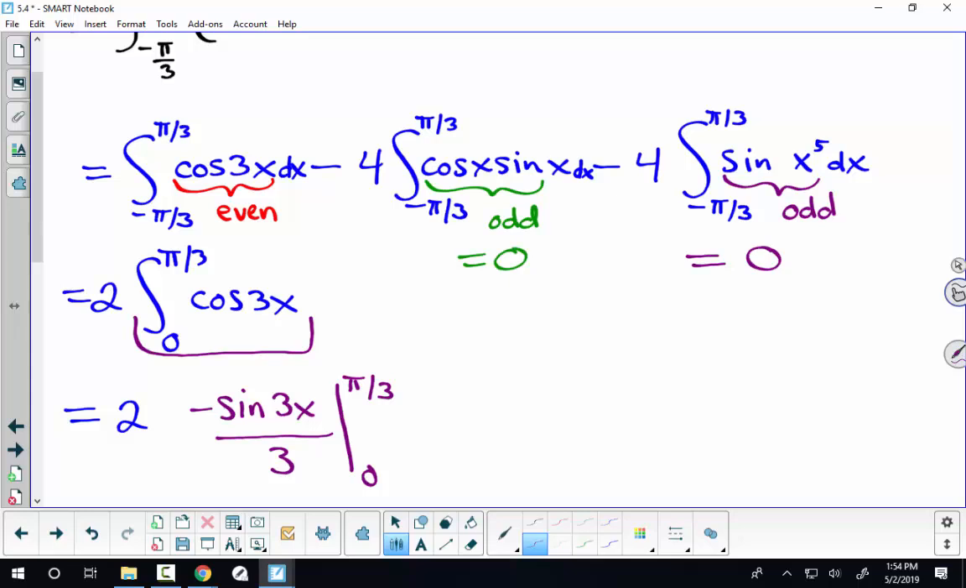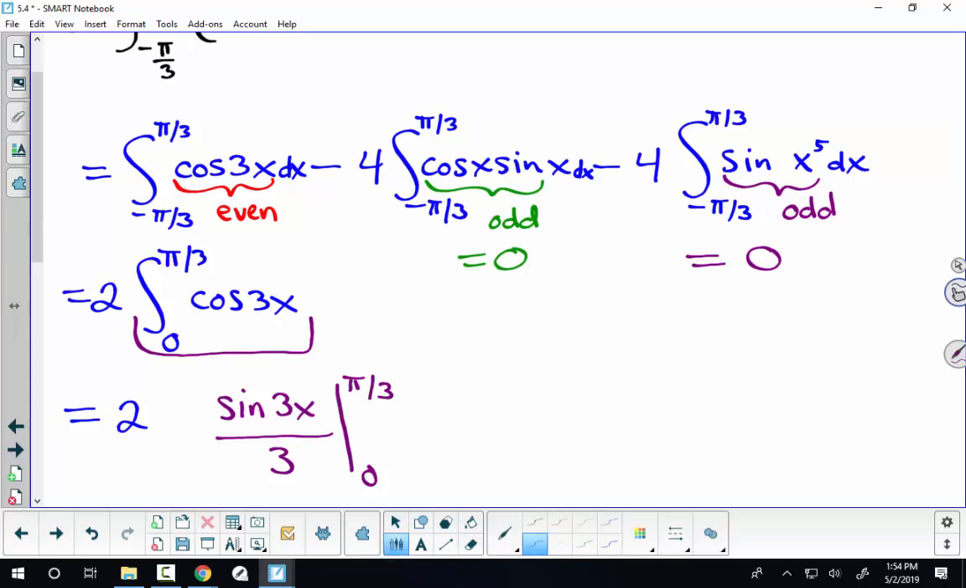What's the derivative of sine? The derivative of sine is cosine, so we can check. The derivative of negative sine is negative cosine. We don't have negative cosine. The antiderivative of sine is negative cosine.